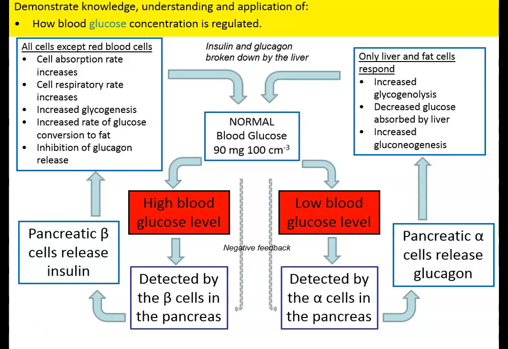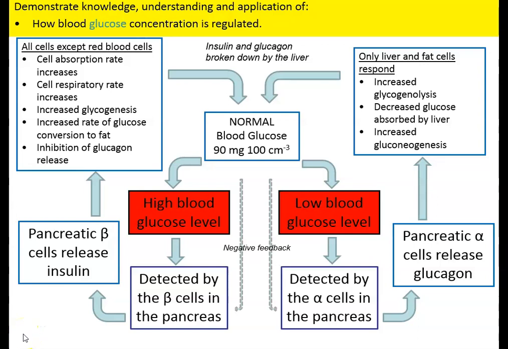So there's three things that happen. One, we get increased glycogenolysis. Remember, glycogenolysis, so we're splitting that glycogen, breaking it up into glucose in the liver to be released out into the blood plasma. We decrease the amount of glucose that is absorbed by the liver, and we also increase gluconeogenesis. Remember, gluconeogenesis is the production of glucose from lipids or from amino acids.